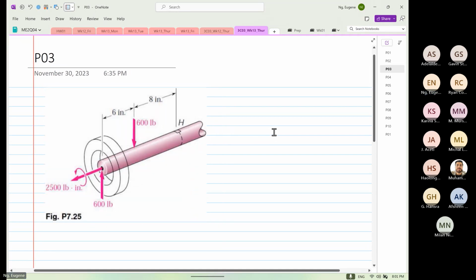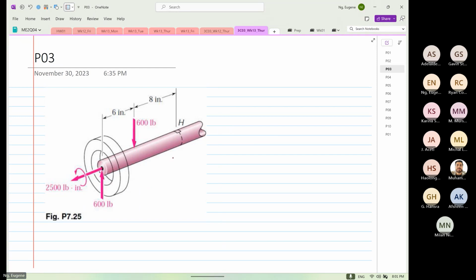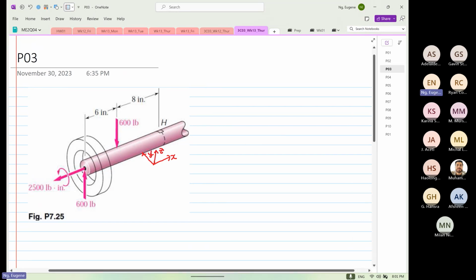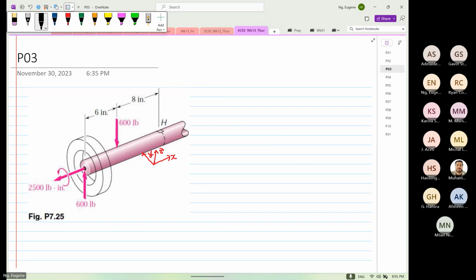So this is now my X. Now this orientation is important. This is my Y, and this is our Z. So first of all, we are going to determine.